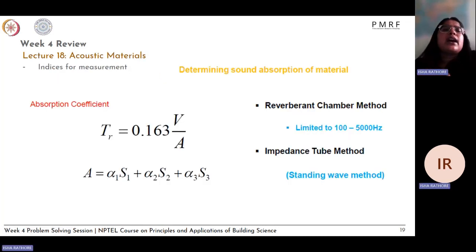So then we have indices which are used for measurement. So we moved on to lecture 18, where we are looking up at acoustic materials. So we are looking up at indices for measurement. So first, we are looking up at sound absorption of a material.